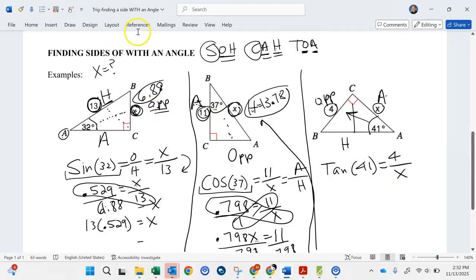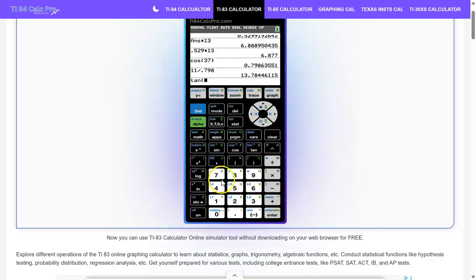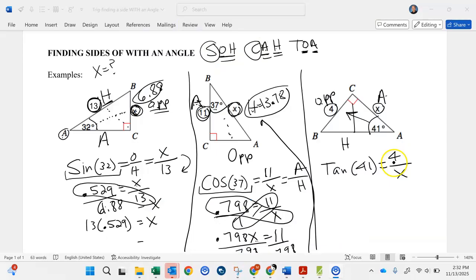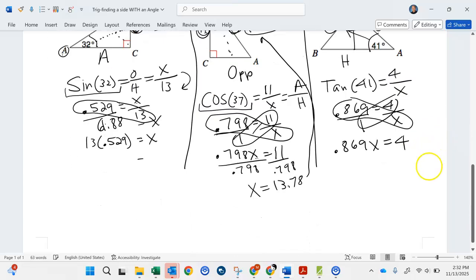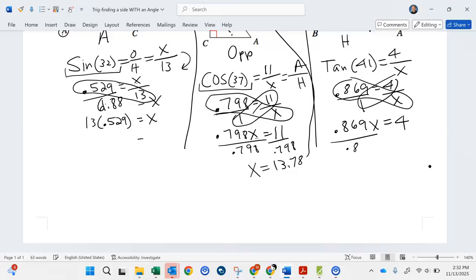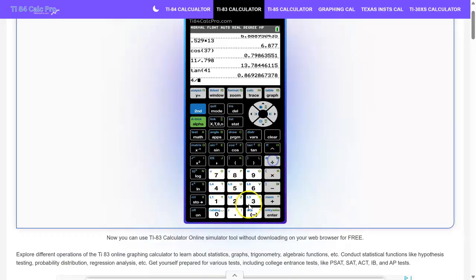Okay? So let's use our calculator. Okay, so tangent of 41, enter. So 0.869. 0.869 equals 4 over X. Put this over 1 and then do cross multiplication. 0.869X equals 4 times 1, which is 4. And then we have to divide by 0.869. And what do we get? 4 divided by 0.869. Enter, so I got 4.6.